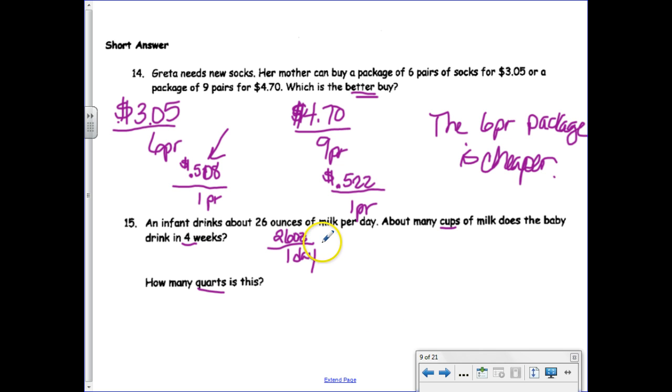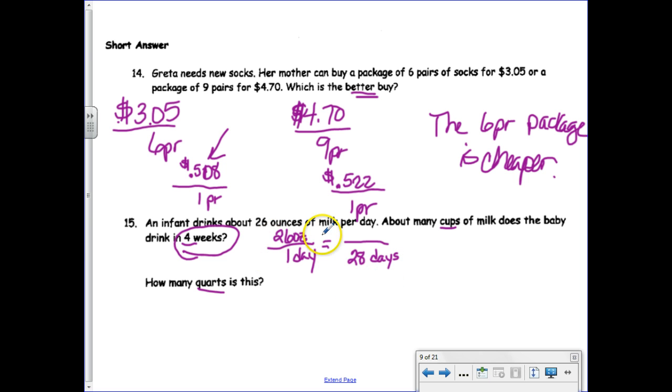Well, let's take a look at that. 26 ounces in 1 day. Can we turn that into cups? Do you remember what your conversion is? I know there's 8 fluid ounces in 1 cup. Well, let's see, how many cups in 4 weeks? Do you want to do the 4 weeks first since I have this written this way? 4 weeks is how many days? 7 days a week, so this would be 28 days, which is the same as 4 weeks.